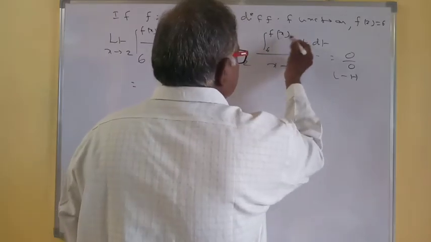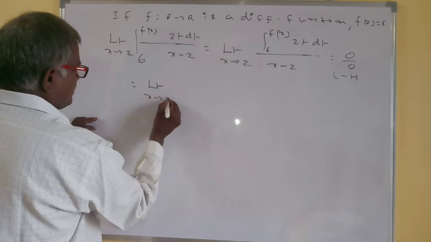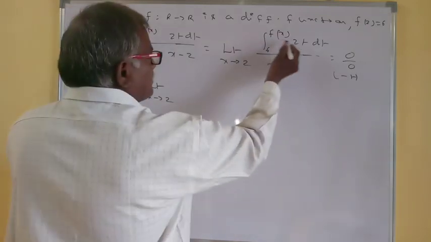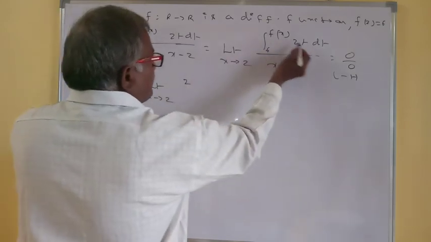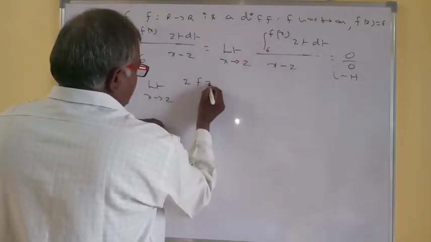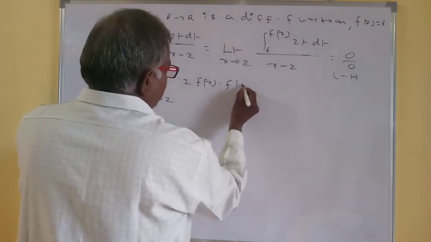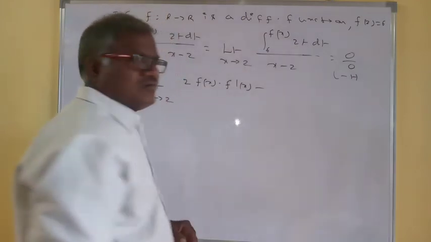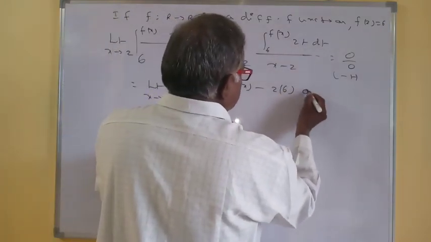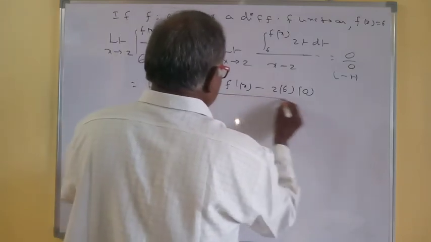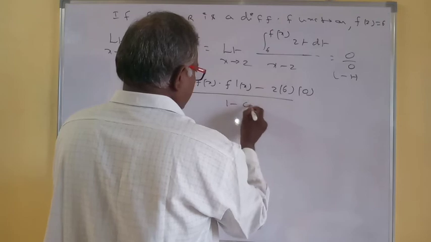For this one, using the Leibniz theorem, we have to differentiate under the sign of integration. First of all, substitute the upper limit in place of t, and then multiply by the derivative f dash x. That's all. Next, the lower limit 6 gives 2 into 6, whose derivative is 0. The denominator x minus 2 has derivative 1.